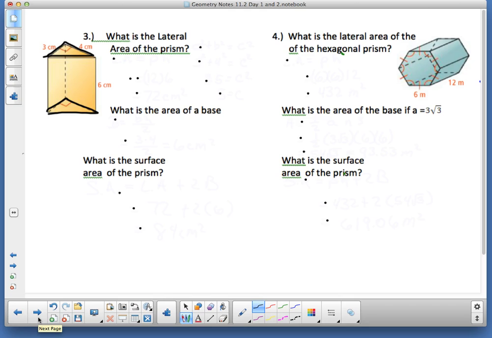Do I have all the information to find the perimeter of that base? Because I know the height's 6. Do I have all the information I need to find the perimeter of the base? I'm missing a piece, aren't I? Now, not that I'm leading, but did you notice that the piece I'm missing is on the hypotenuse of a right triangle?